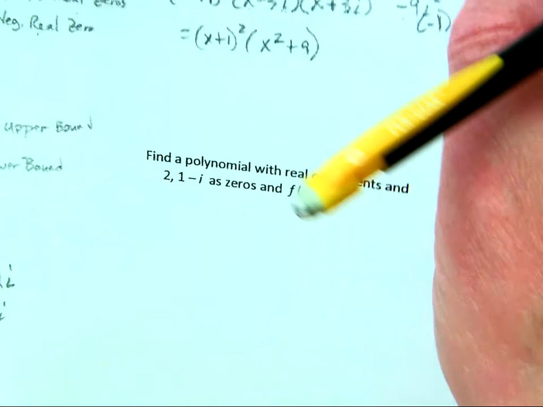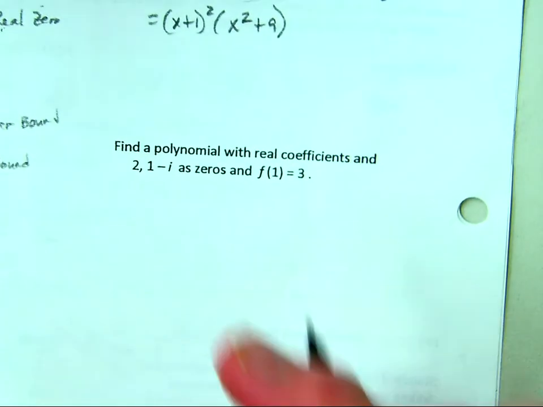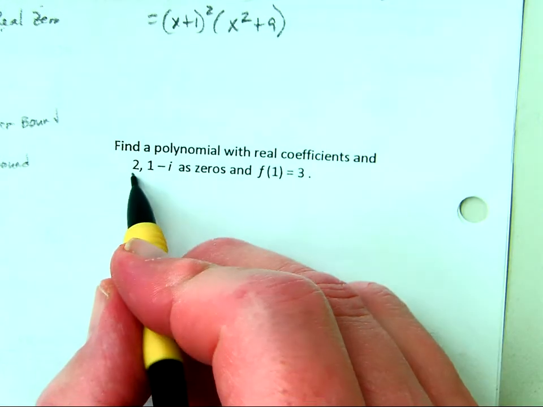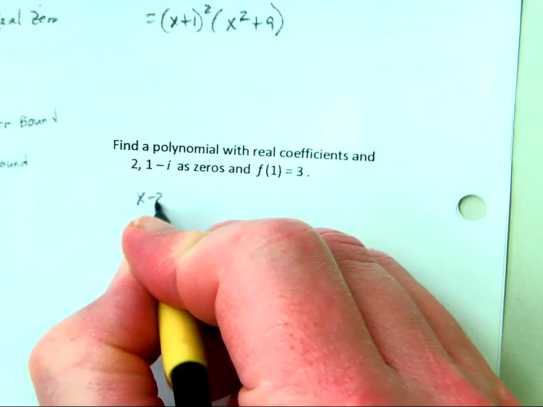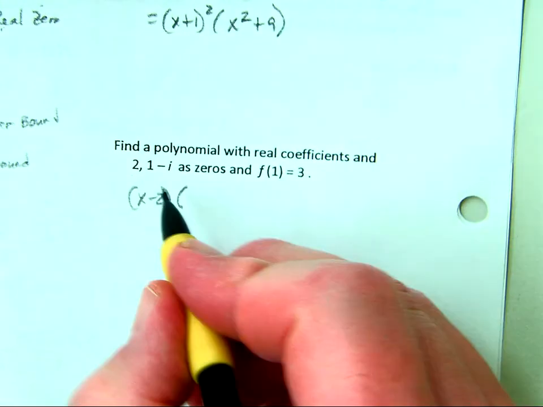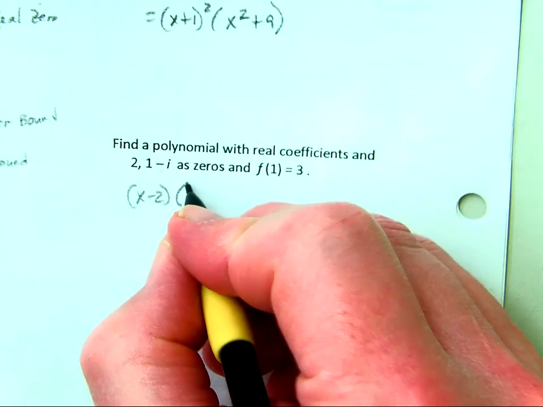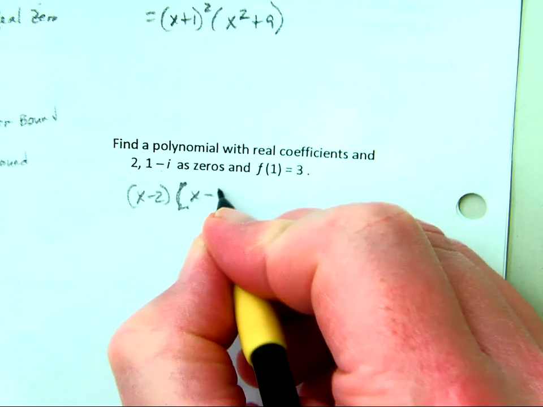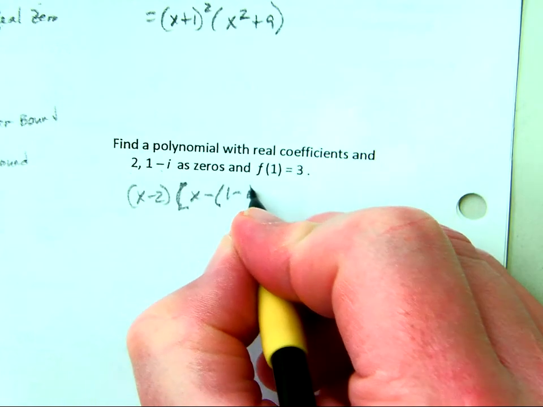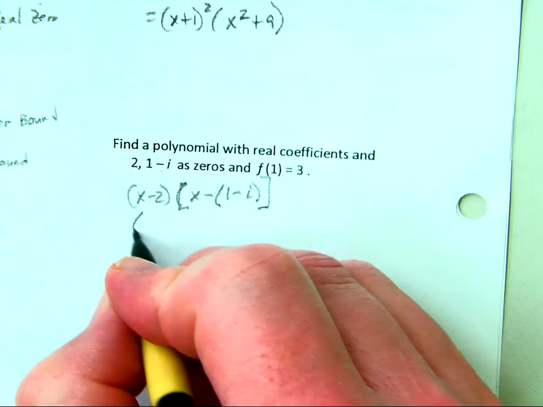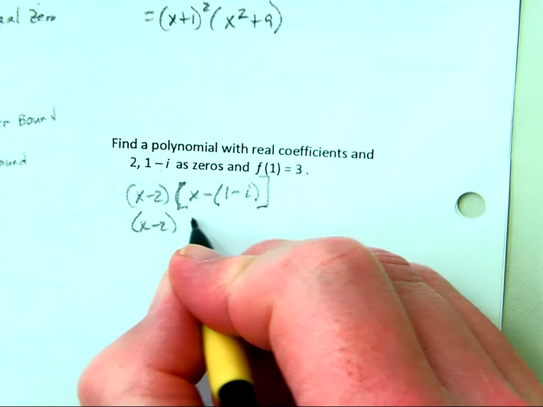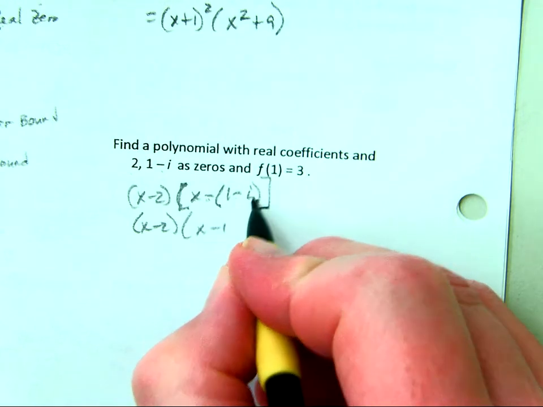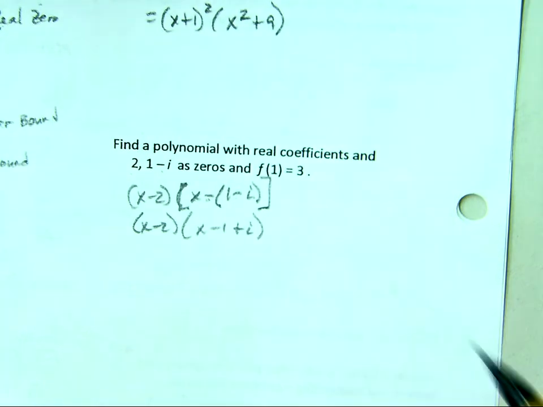This next one's a little bit harder. It adds something else in here. It's similar. They gave us the zeros. So 2 is a 0. That's x minus 2. Here, 1 minus i is a 0. I'm going to list that with brackets and write it out the long way. That's x minus all of that, 1 minus i. So if we distributed that, that would be x minus 1 minus a negative i, which would be plus i.